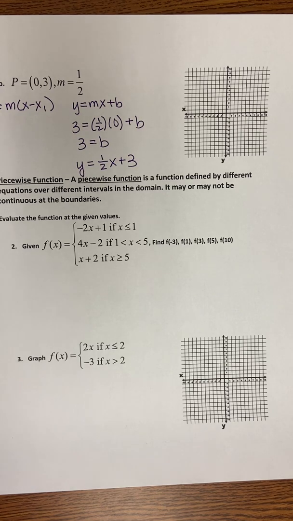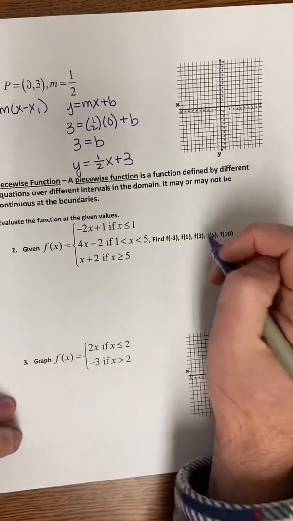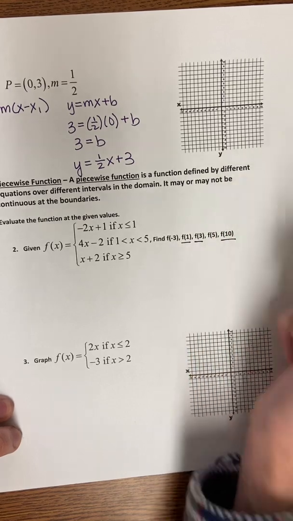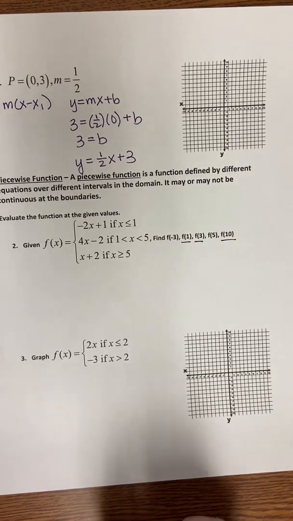So given the piecewise function f of x equals negative 2x plus 1 if x is less than or equal to 1, f of x is equal to 4x minus 2 if x is between 1 and 5, and f of x equals x plus 2 if x is greater than or equal to 5. Let's just take a few values here. I do want to do at least one boundary point, so I am going to do 1, 3, and 10, and I will leave negative 3 and 5 for you.